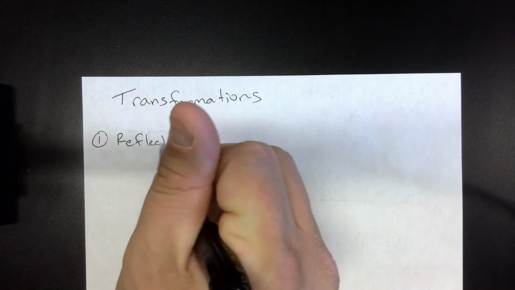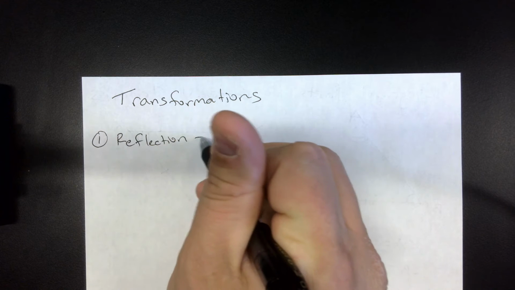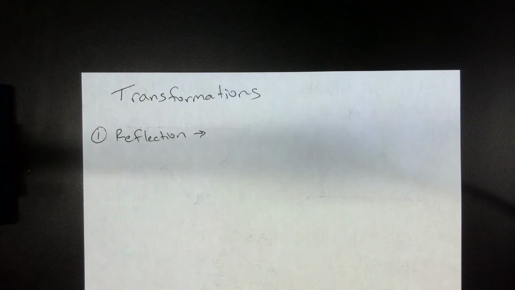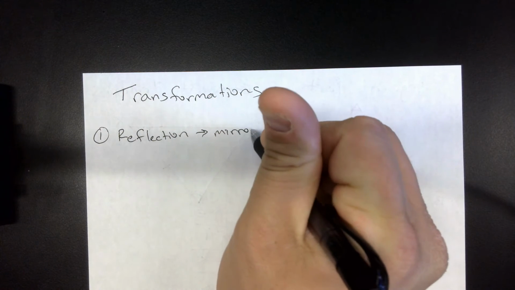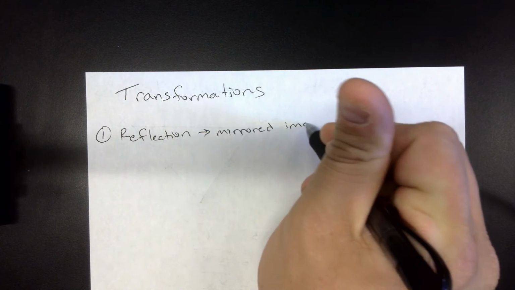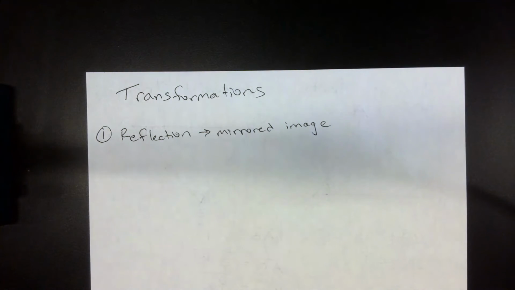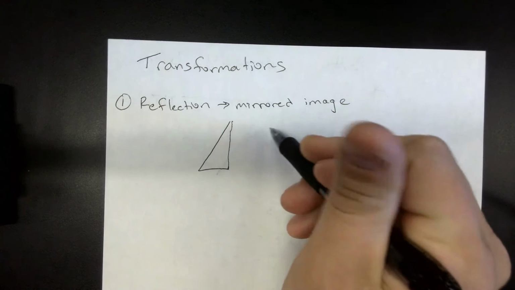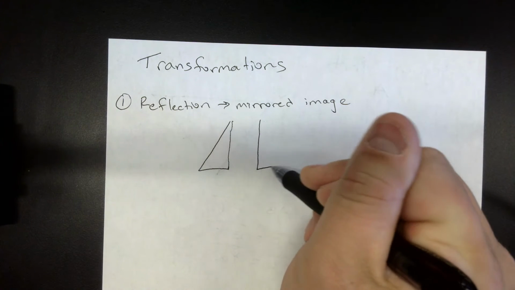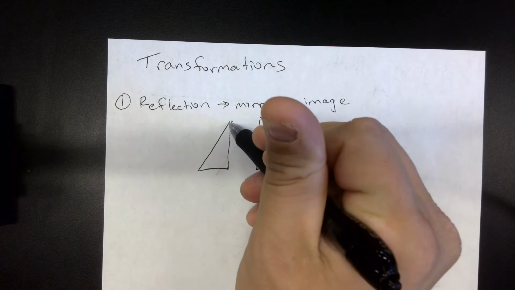Reflection is one of them. Can someone give me their definition of reflection, what they think it would be? Mirrored image. Okay, good. Mirrored image. So an example of a reflection would be if I have a triangle like this. Another reflection would be that.